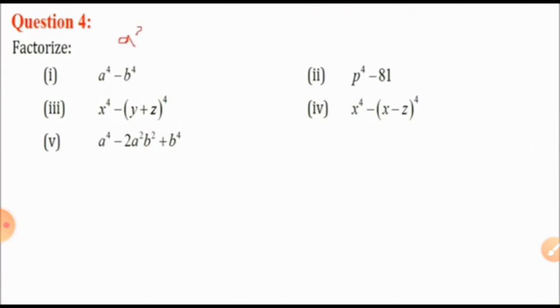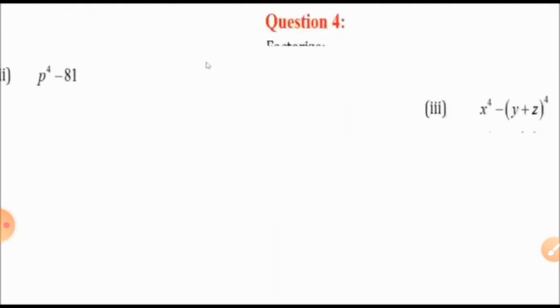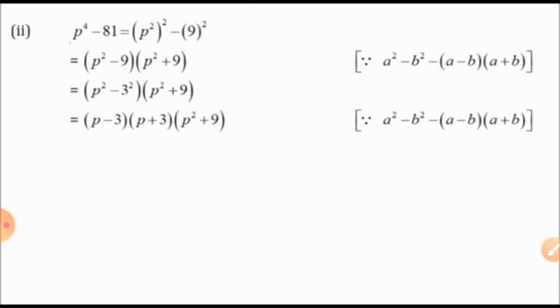A raised to 4 minus b raised to 4. As we know, a square minus b square is equal to this one. So, can we do it here? Why not? A square raised to square minus b square raised to square. Both the numbers are there. A square minus b square in bracket, a square plus b square. Again, a square minus b square is a minus b, a plus b. And there is no other identity for a square plus b square, as it is remaining.